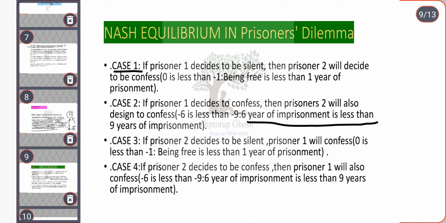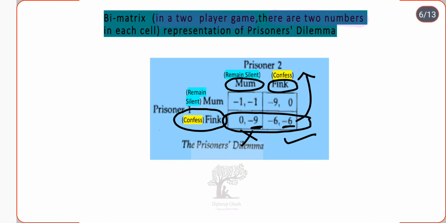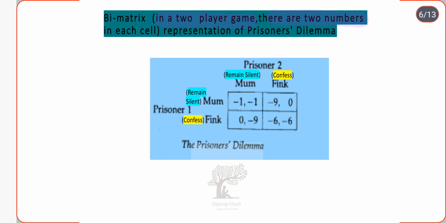What is case 3? If prisoner 2 decides to be silent, this is our prisoner 2. If he decides to be silent, then prisoner 1 has two options. These are the two strategies that will be in consideration here. Prisoner 1 has two options, whether to mom or to fink.